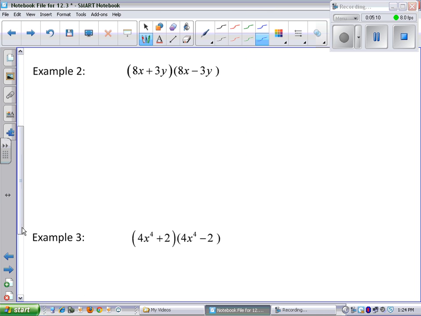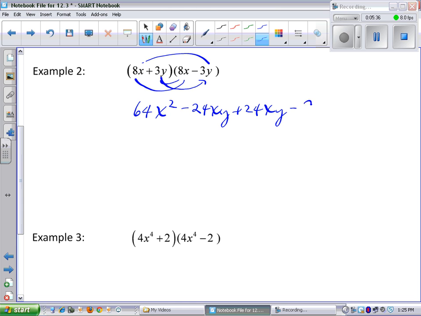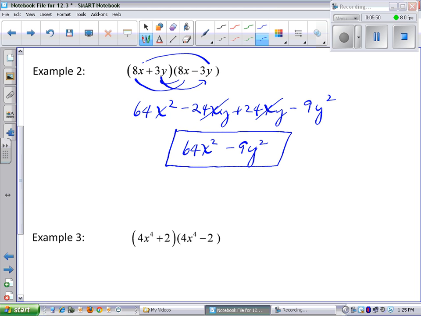Okay, I have another conjugate pair. They're conjugate pairs because they're exactly the same except for the sign in the middle. So I want to FOIL this out. 8x times 8x would be 64x squared. The outside would be negative 24xy. The inside is positive 24xy. And 3y times negative 3y would be negative 9y squared. And you notice that the outside and the inside terms drop out, and I have 64x squared minus 9y squared, which is often called a difference of two squares.